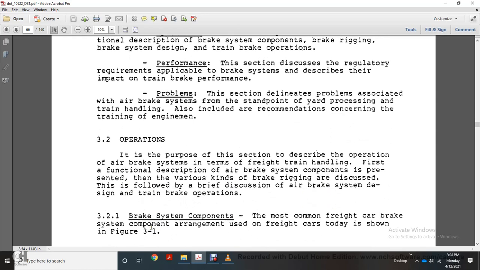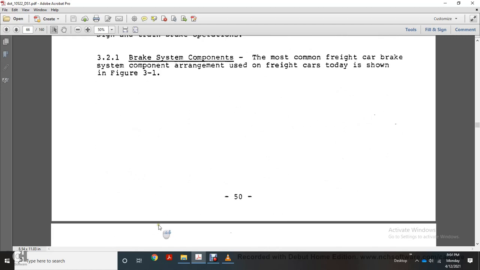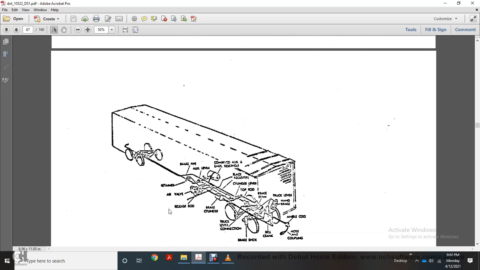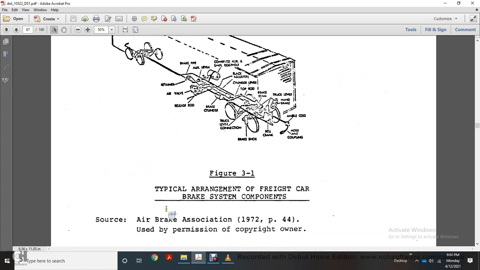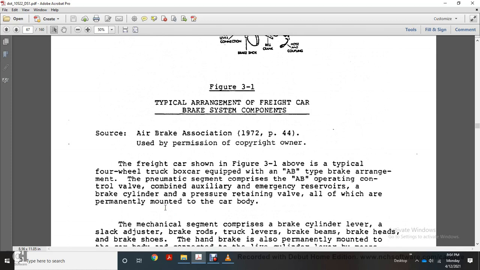Brake system components. The most common freight car brake system component arrangement on freight cars today is shown in Figure 3.1, a typical arrangement of freight car brake system components. The freight car shown in Figure 3.1 is a typical four-wheel truck boxcar equipped with the AB type brake arrangement. The pneumatic segment comprises the AB operation control valve combined with the auxiliary and emergency reservoir, with the brake hose and the pressure retaining valve, all of which are permanently mounted to the car body.